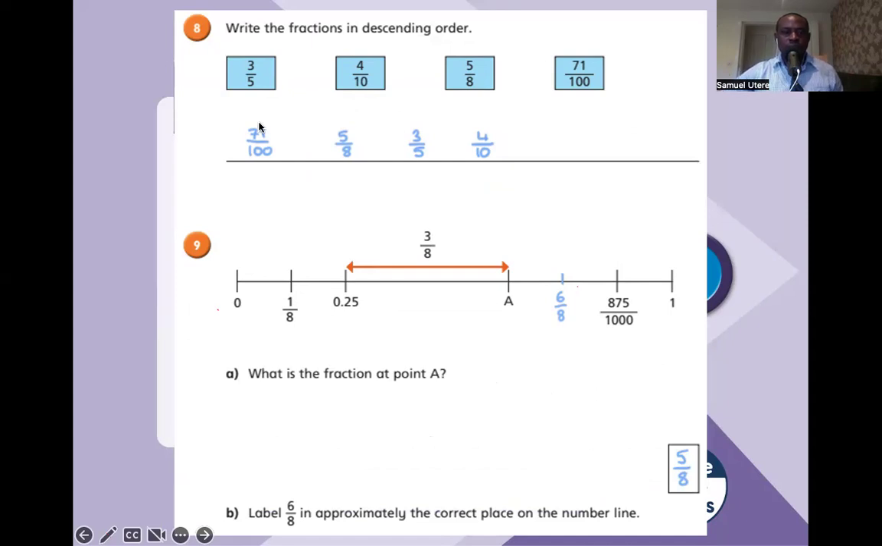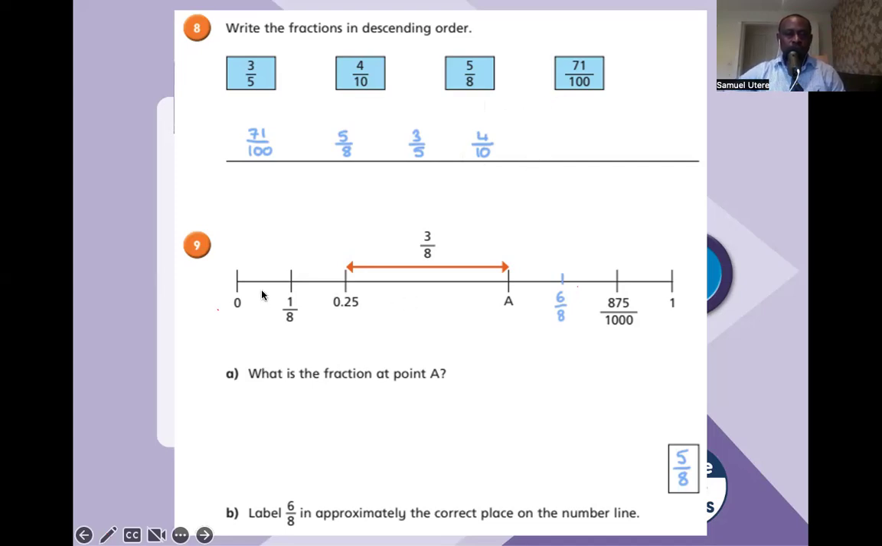here are the answers. So you are asked to write the fractions in descending order. Now, to be able to write the fractions in descending order, I'm sure you would have looked at the fractions and written them in thousands equivalents, and then that would enable you to write them in descending order. And here are the answers. So writing them in thousands equivalents would make it easier to put them in descending order.